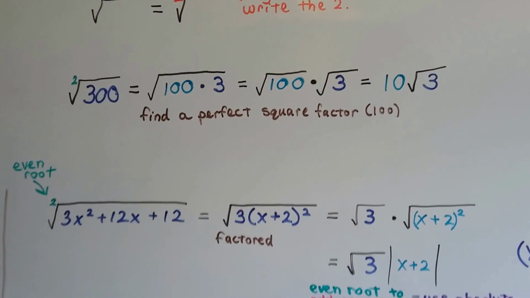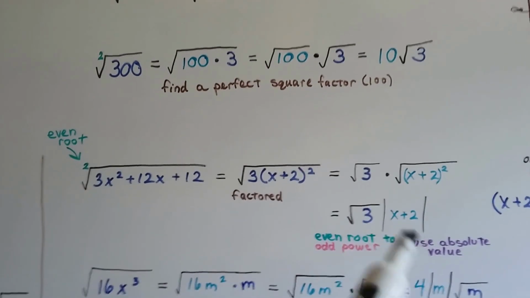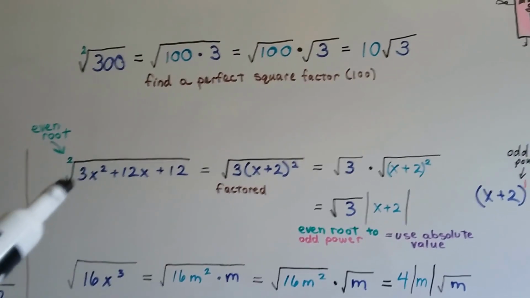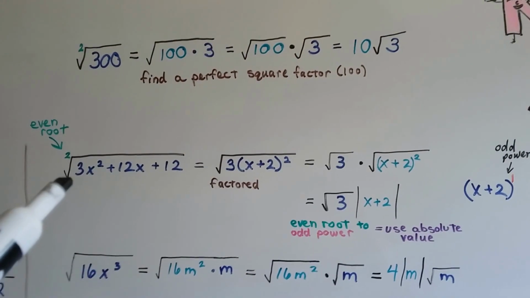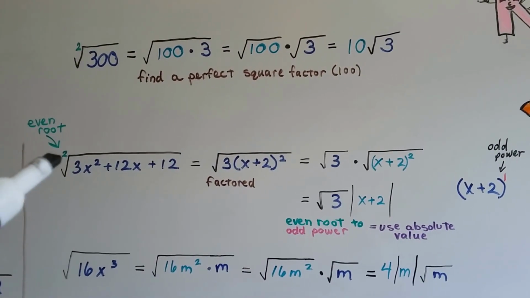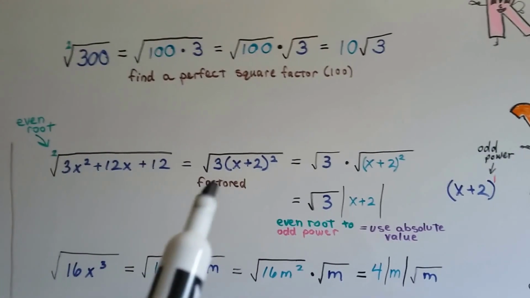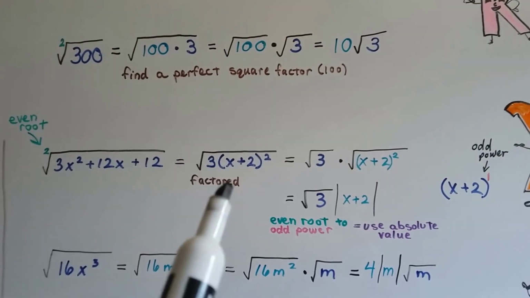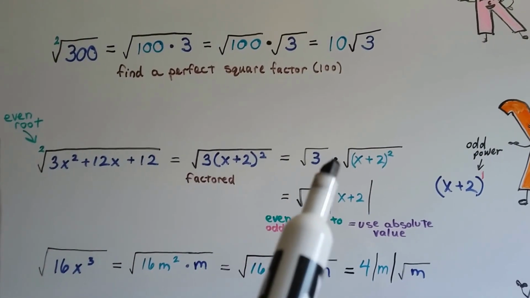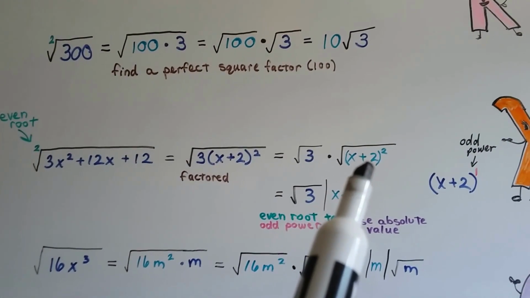Here we're going to do that even root odd power thing. We've got this trinomial underneath this radical sign. We've got an even root. It's the square root of this trinomial. We can factor it as 3 times x plus 2 squared. That's the square root of 3 times the square root of x plus 2 squared.